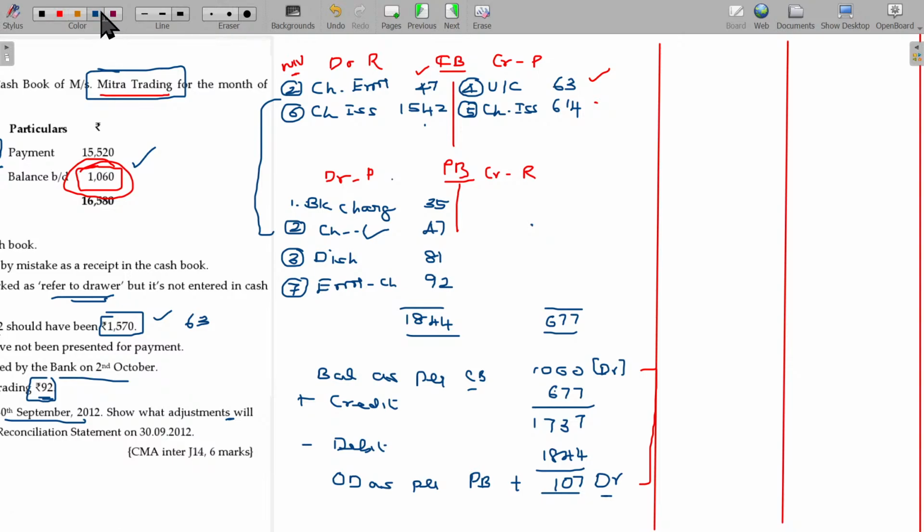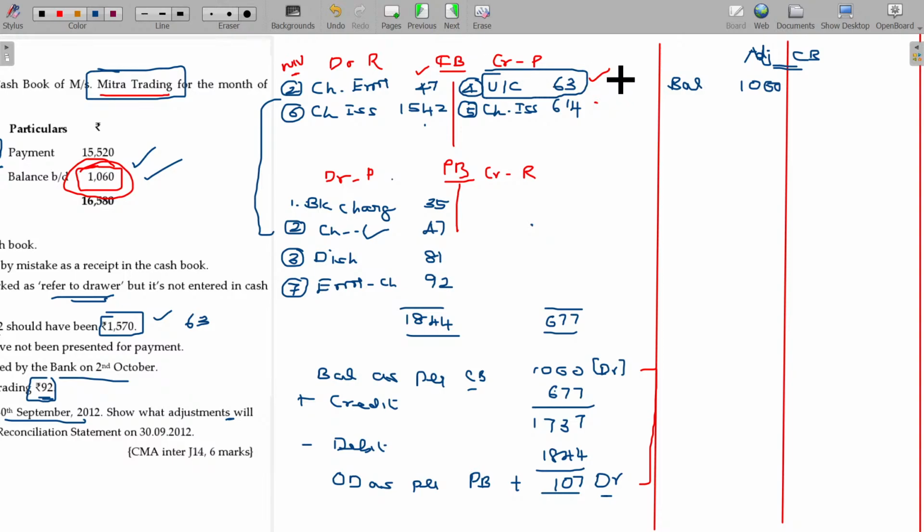So, adjusted cash book. Adjusted cash book. What is the total here? 1060. Balance. What are the errors you can rectify?